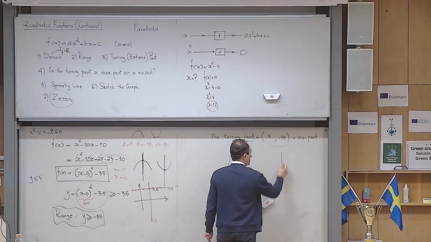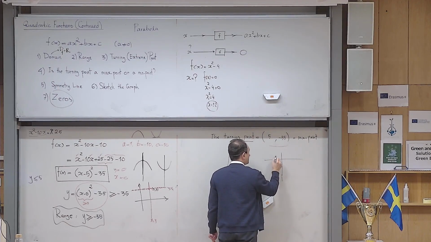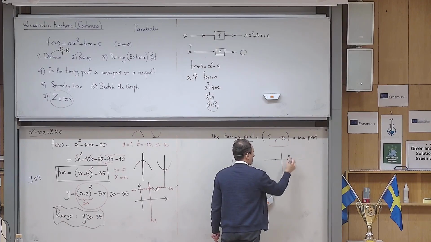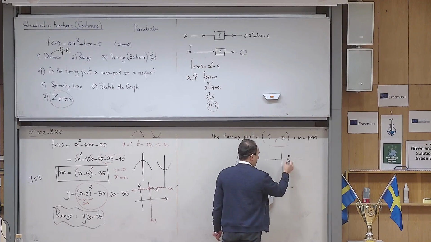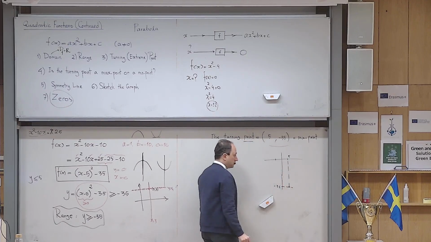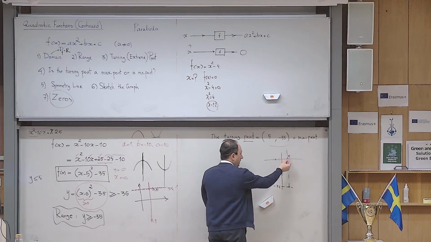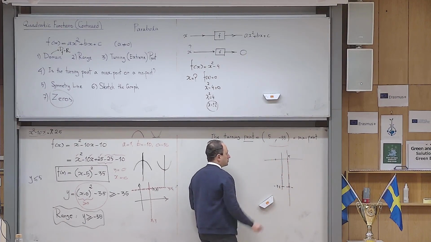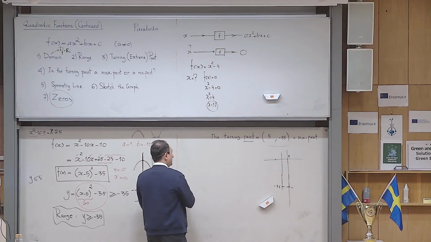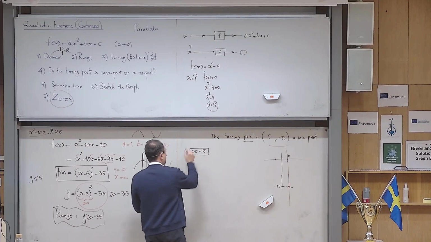If you want, you can imagine it like this. Because minus 35 is a big number, but let us say here is 5, and down there is minus 35. So this is my turning point. And then the symmetry line is a line that passes through the turning point vertically. So the answer to this part is simply x equals 5. Yes or no?